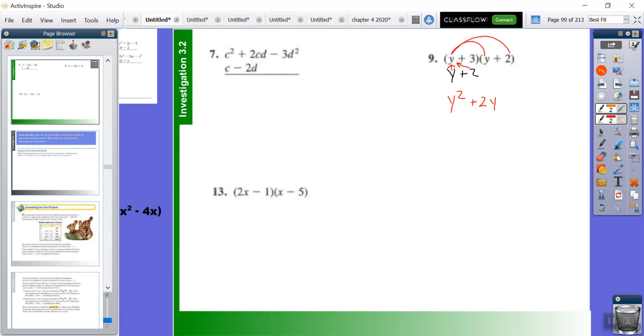Well, don't forget, we still have to multiply this y here by 3. Oh yeah. And we have to multiply the 2 to the 3 as well. So if we're looking at it horizontally, we still have to do 3 times y and 3 times 2. So it'd be plus 3y and plus 6. So 3 times y is 3y, okay. 3 times 2 is 6. And then you can simplify that. So it'd be y squared plus 5y plus 6.